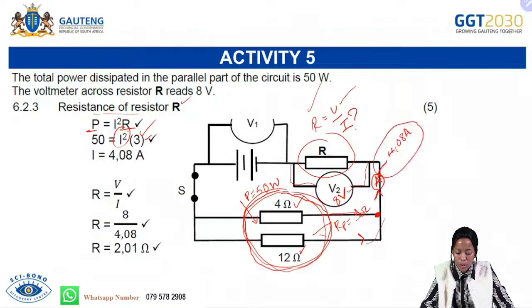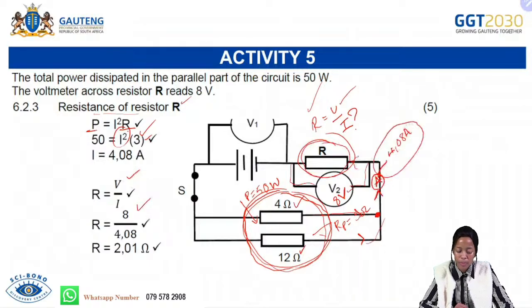Of 4,08. And this current will then travel where? It will then travel to resistor R. Now that we have the current using Ohm's law, then what are we going to do? R is equals to what? R is equals to V over I. So let us check down. What is it that we have?